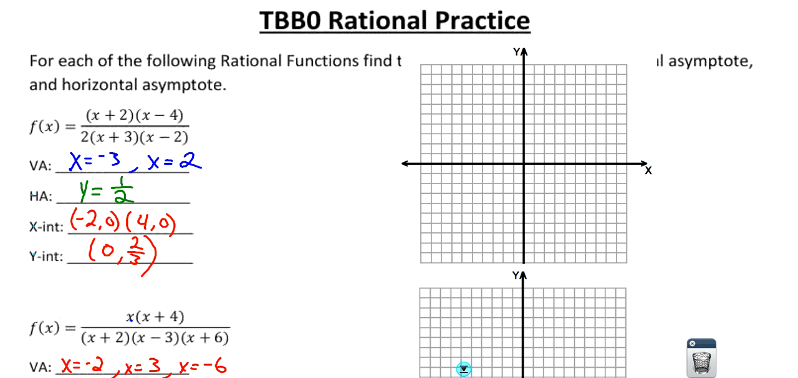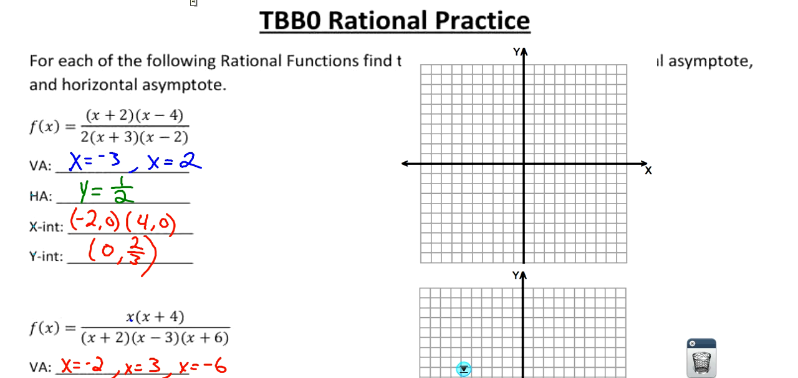Okay, so today we're going to practice graphing rational functions. In our last video, I gave you these equations and we found the information for them. So if you know how to find the vertical asymptotes, the horizontal asymptotes, the x and y intercepts, you can look at the other video and it will walk you through it.